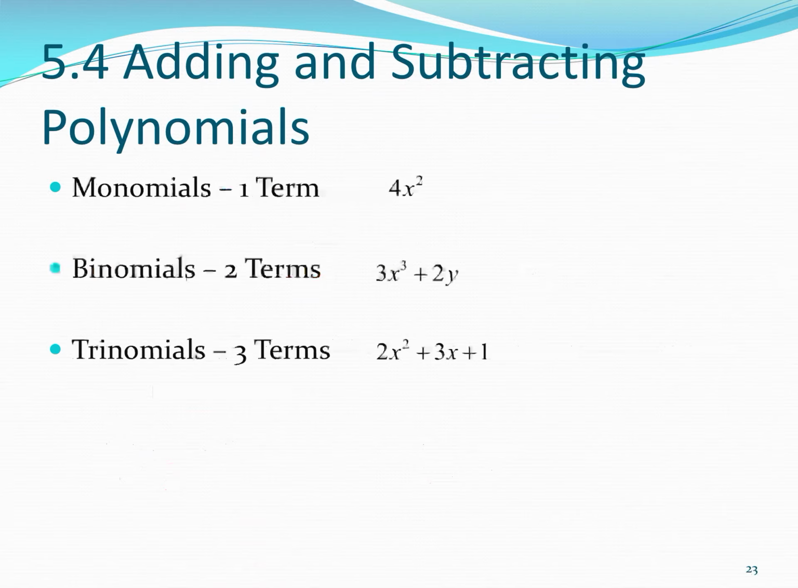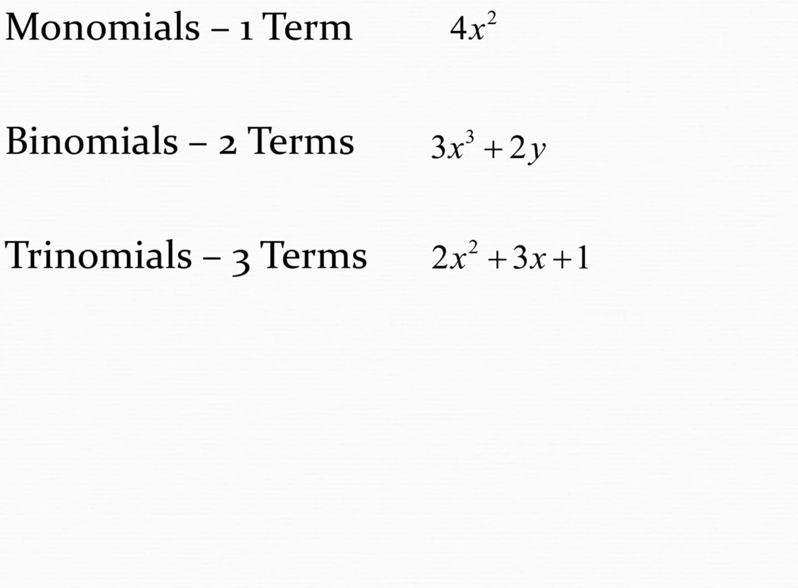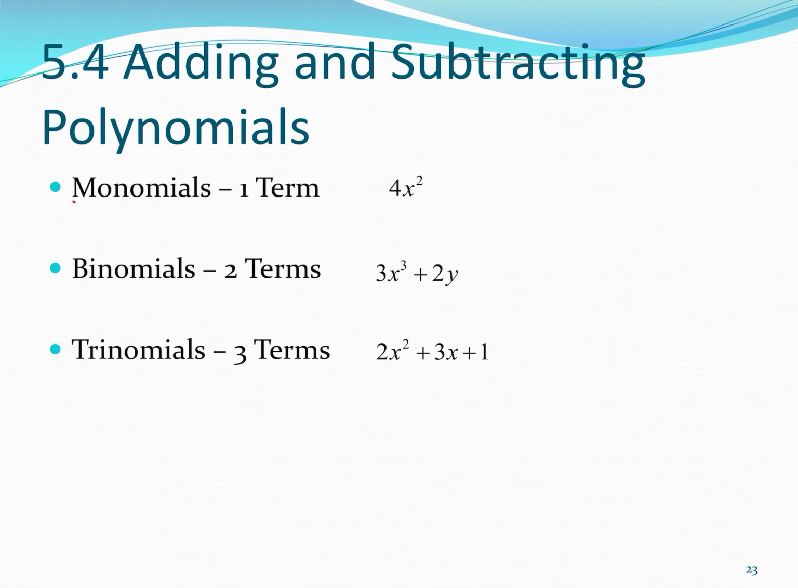So, something else that you need to know. When we talk about these polynomials, we are talking about, in general, polynomials. But if we know a polynomial has a specific number of terms, then some of these have special names. If the polynomial only has one term, we call it a monomial. The prefix mono means one. And so a monomial is going to have one term. And you can see the example there, 4x squared.